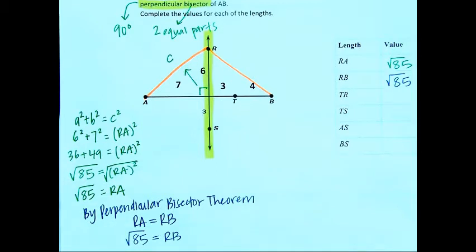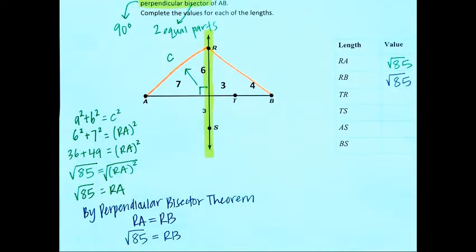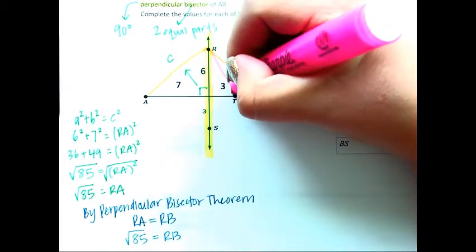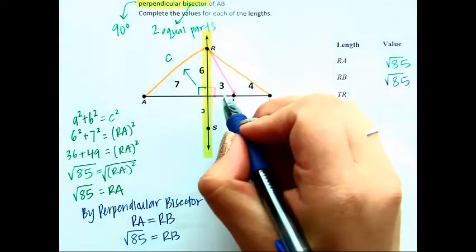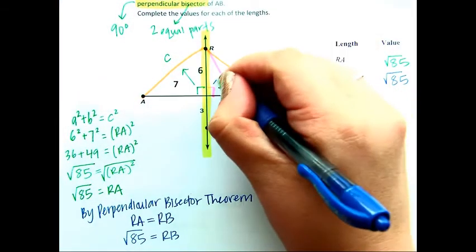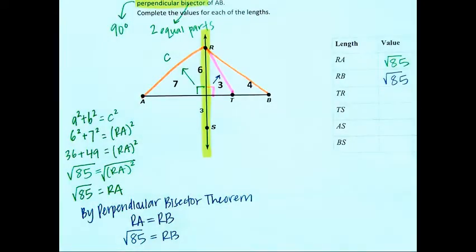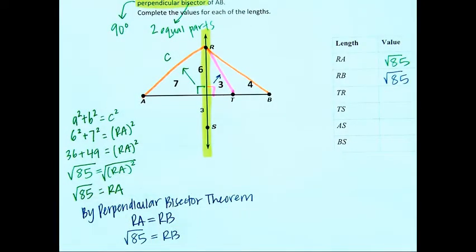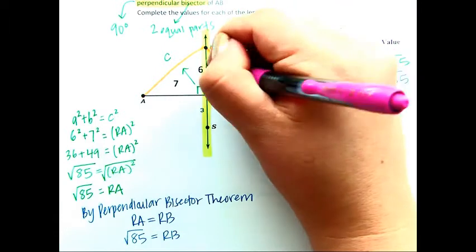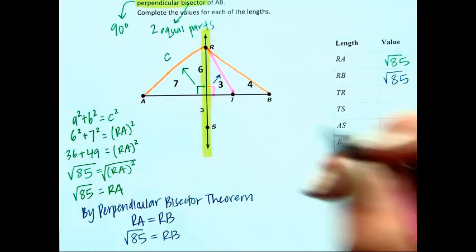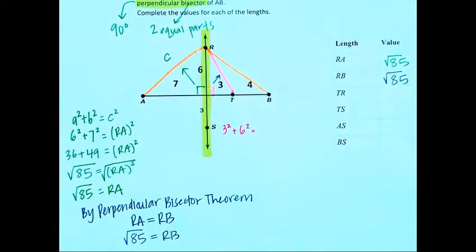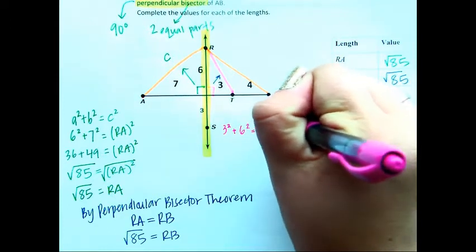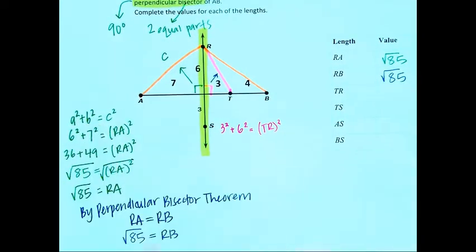Now, I'm looking for TR. So TR is here from T to R. If you notice, that's a smaller triangle with my legs being 3 and 6 now, and I'm still looking for RT, which is the hypotenuse of that triangle. So, let me use a different color. Here we have 6 squared and 3 squared. 3 squared plus 6 squared equals, I'm going to call this TR squared. Again, I'm using the Pythagorean theorem. A squared plus B squared equals C squared here.